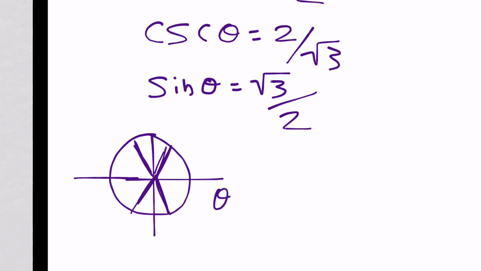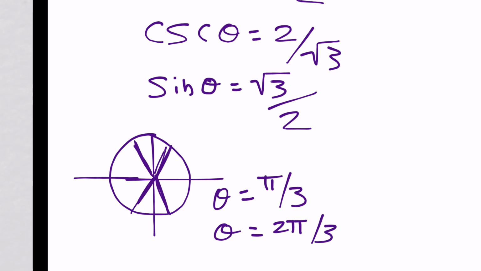So theta will equal pi over 3, and theta will equal 2 pi over 3, and those should be the only two solutions because this is a positive root 3 over 2, so I only want those top two solutions because on the unit circle, sine is y, and those bottom two would be negative y values.